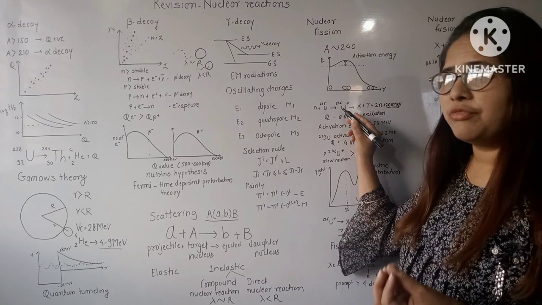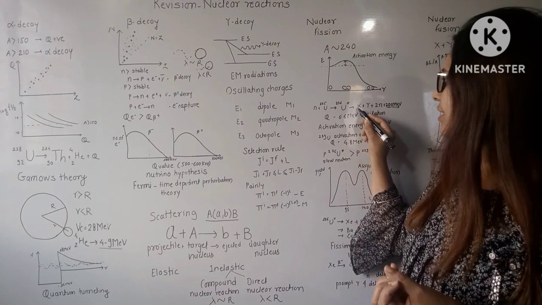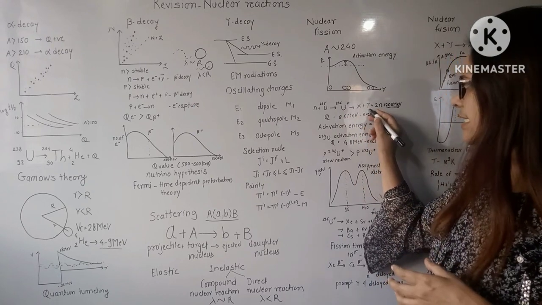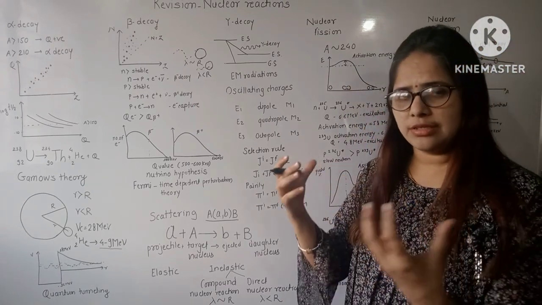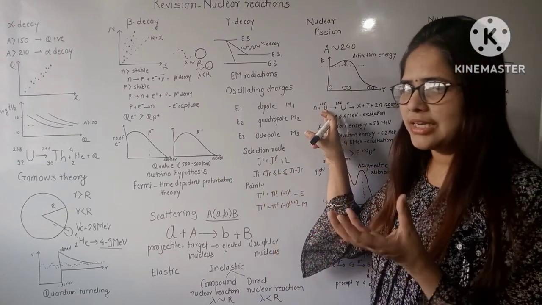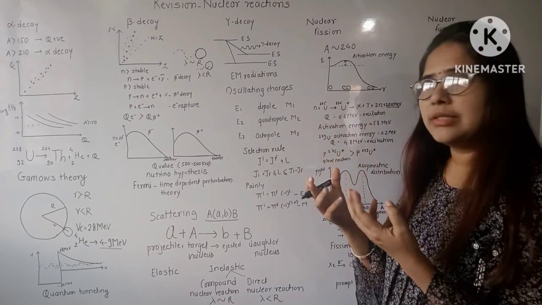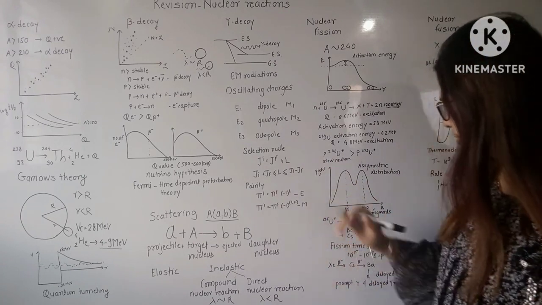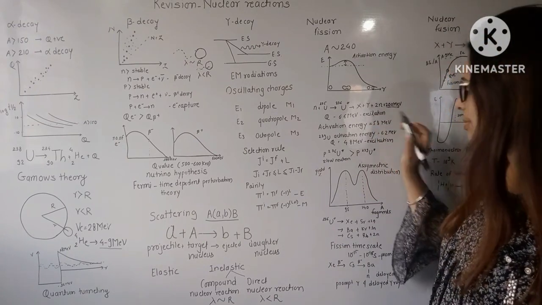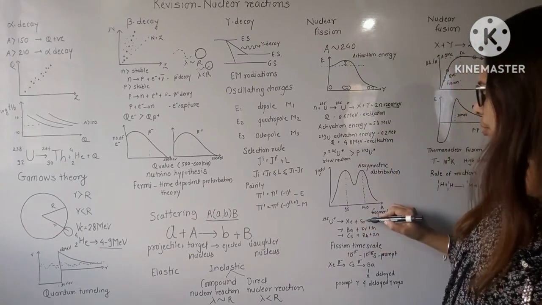First it will form a compound nucleus of 236, and it will give two elements X and Y. This X and Y are not fixed elements. Even if the target particle is fixed, the daughter nuclei have a number of possible combinations. The possible combinations are given over here.